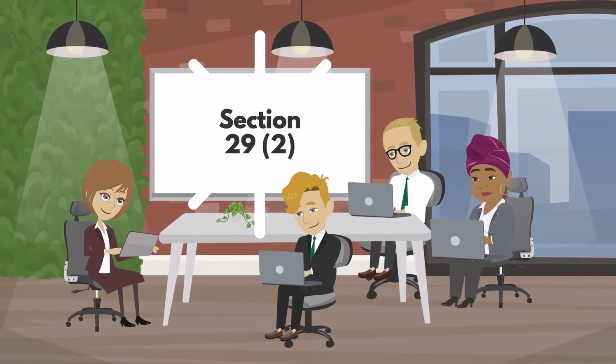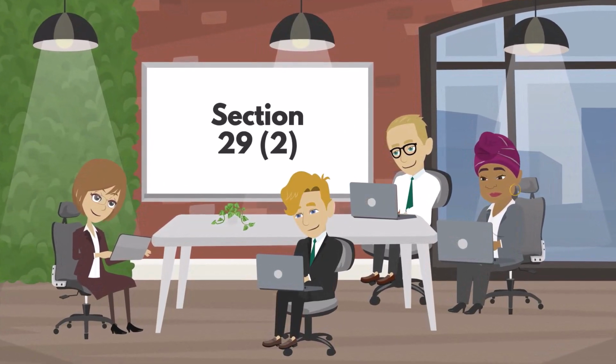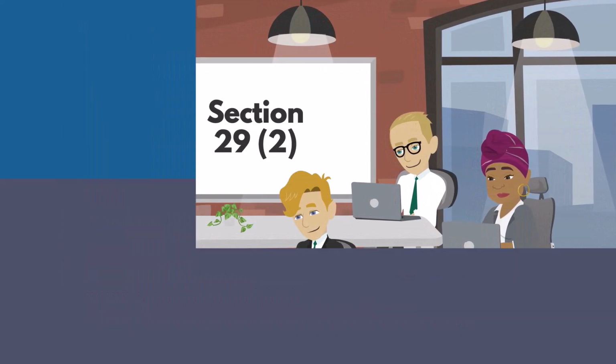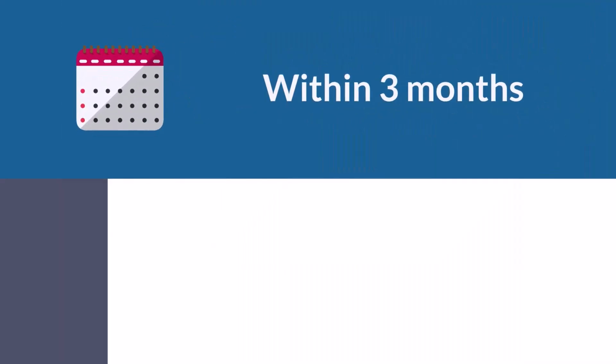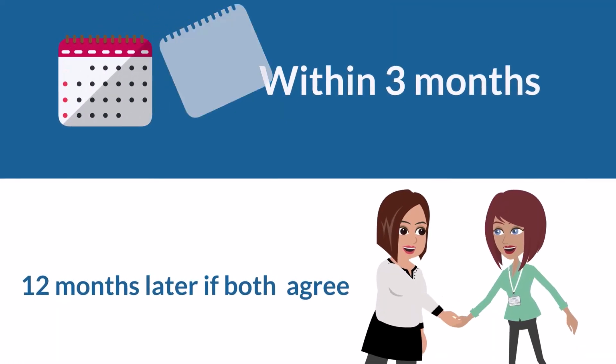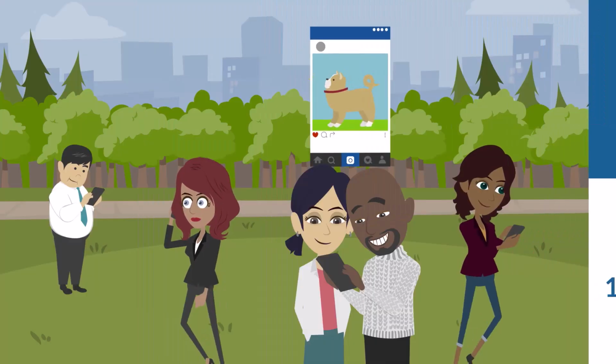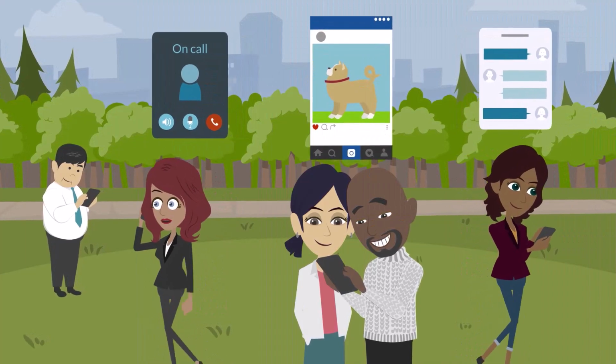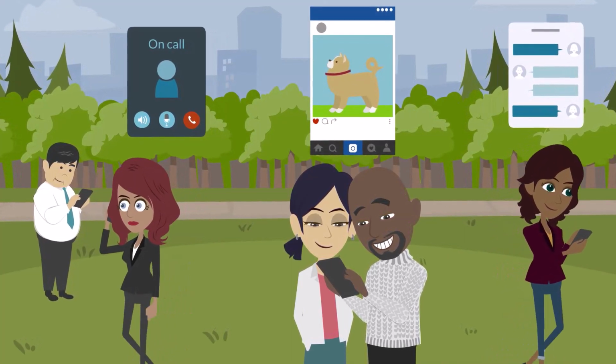Section 29, subsection 2 imposes restrictions on when the substituted day can be taken. The substitute day must be within 3 months of the original public holiday, or up to 12 months later if both the employee and employer agree. This flexibility allows for accommodation of various work schedules and personal circumstances.